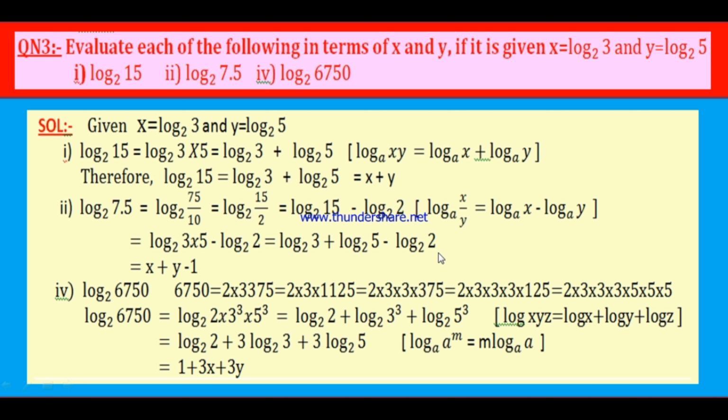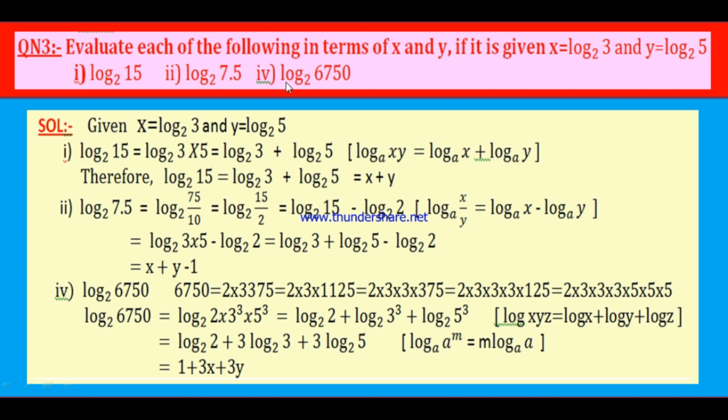Log a to the base a is 1. Therefore log 2 to the base 2 is 1. And log 3 to the base 2 value is x. Therefore this is x. And log 5 to the base 2 value is y, therefore this is y, and this is minus 1. Therefore, finally you wrote log 7.5 to the base 2 as x plus y minus 1.